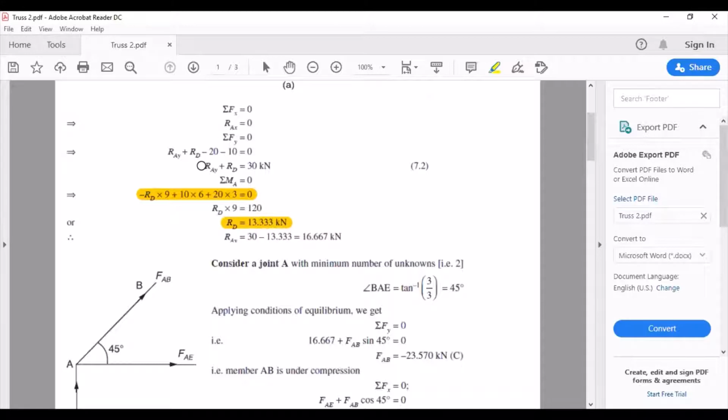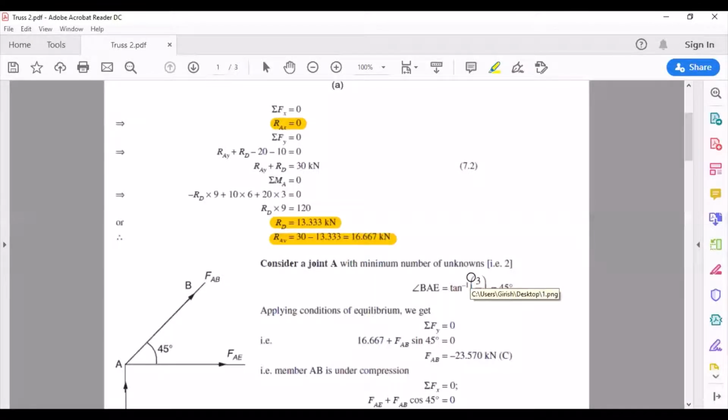Now go back to the equation wherein you had got RAY plus RD is equal to 30 kilonewton. Substitute RD is equal to 13.33 and thereby you get RAY as 16.67 kilonewton. So you calculated the reactions. So these are the 3 reactions which are calculated. Once you finish with the calculation of reactions, the next thing is you're supposed to calculate the member forces.